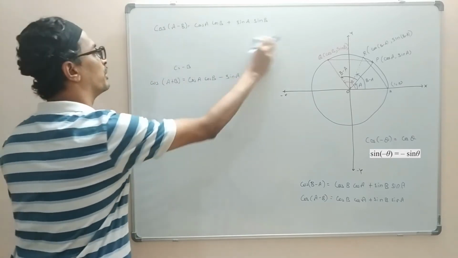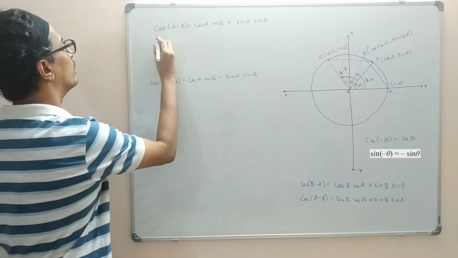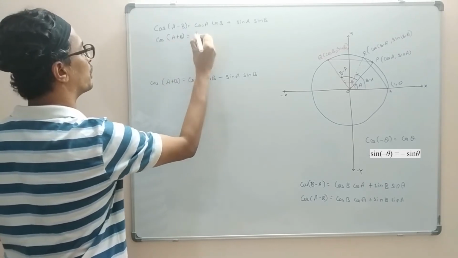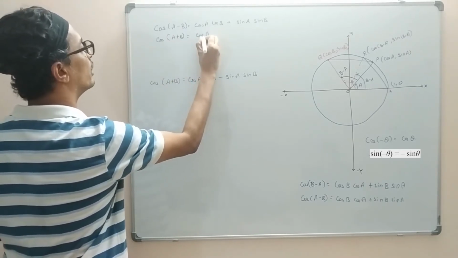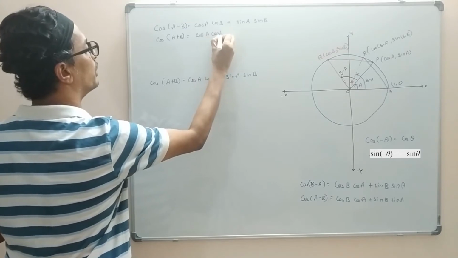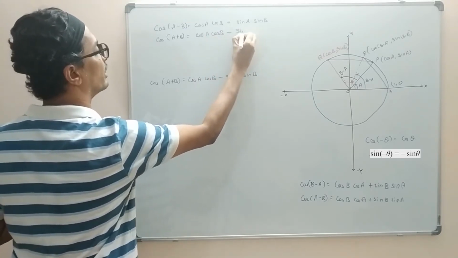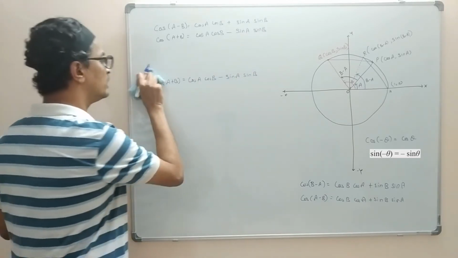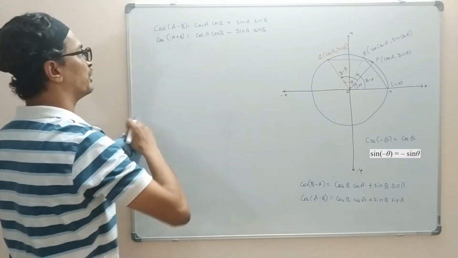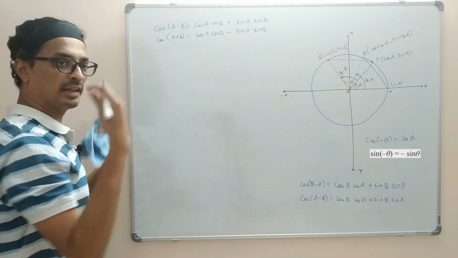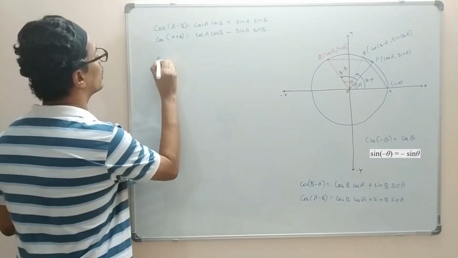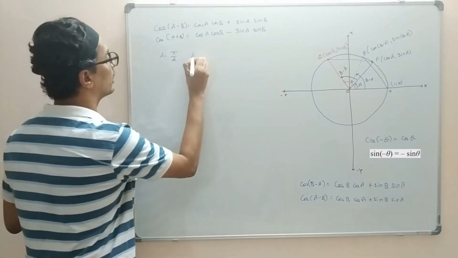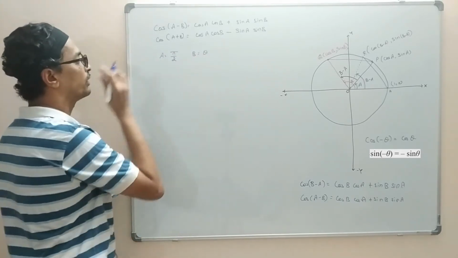So we write it down here. Cos(A plus B) is equal to cos A cos B minus sine A sine B. Okay, so let us go forward. This is the basic formula. From here you can get all these formulas. Consider if one of the angles is pi by 2, and let the other angle be theta. So let us see what happens.